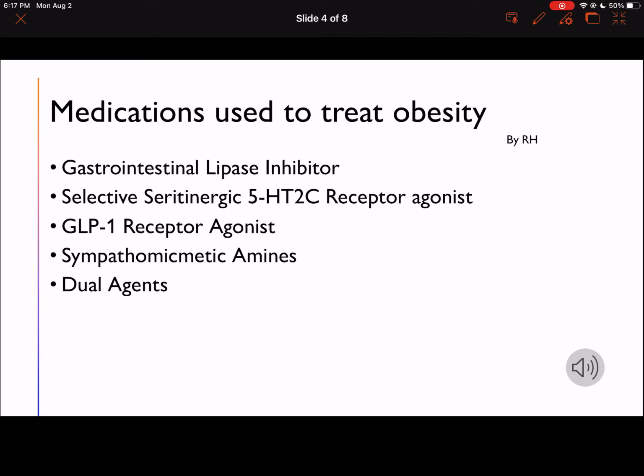Dual agents. Each of these medications combines 2 medications with known anti-obesity effects, and when taken together, they work stronger. An example of this would include naltrexone and bupropion. These inhibit central opioid receptors and inhibit reuptake of dopamine and norepinephrine selectively, resulting in diminished appetite and cravings.